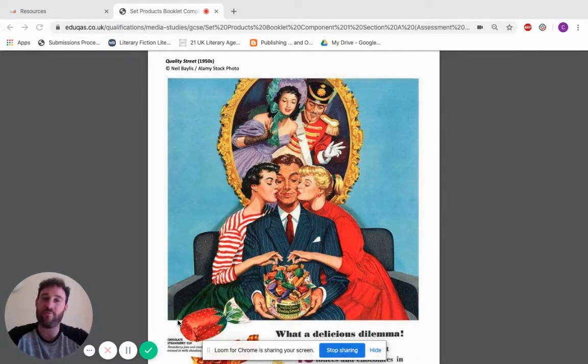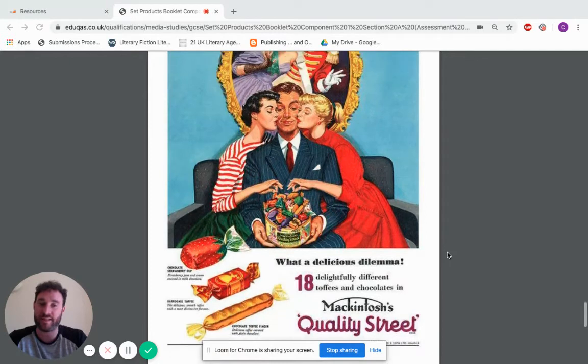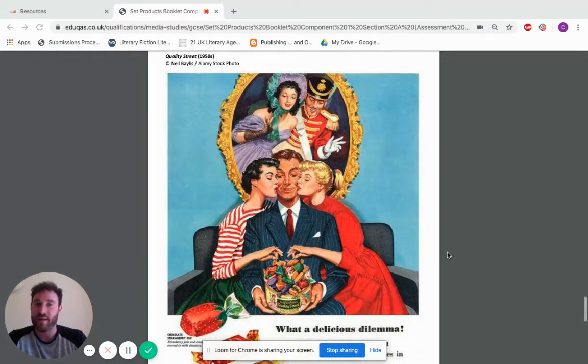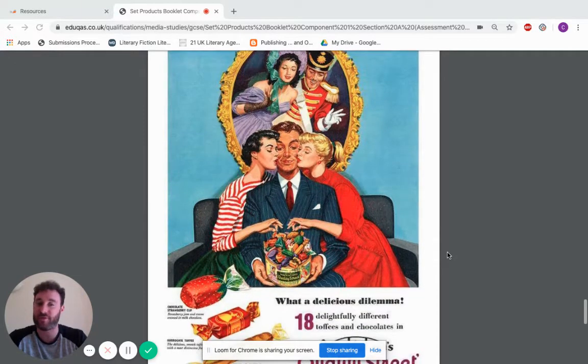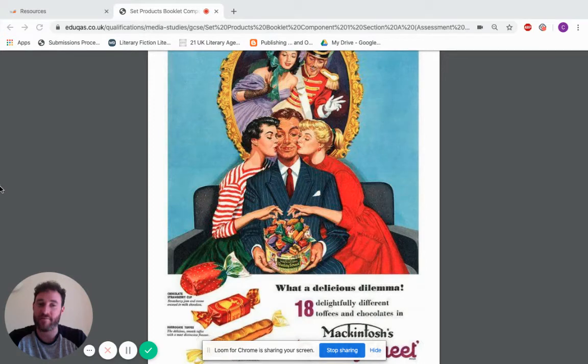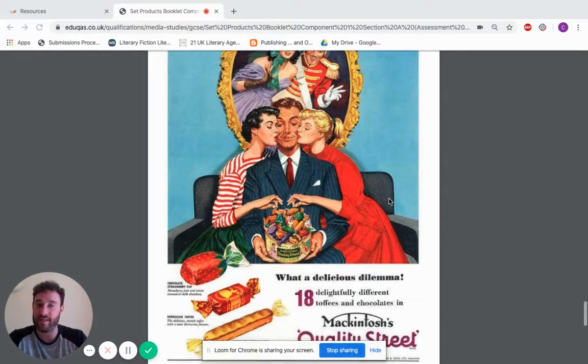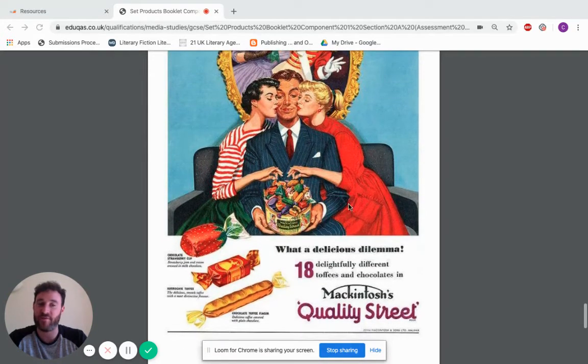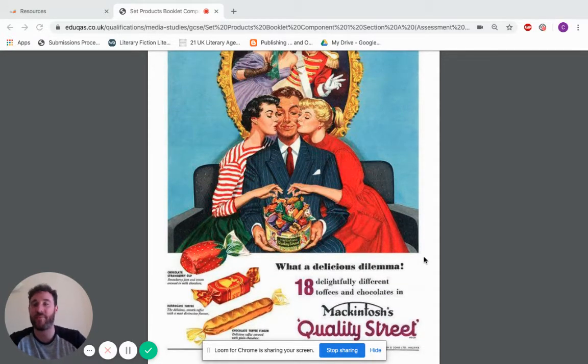So I thought we'd go right back to September. It feels an awfully long time ago now, and think about the first close study product that we looked at. That was, of course, the Quality Street advert from the 1950s, which you can hopefully see here. If you remember, we had this gentleman sitting on the sofa in his pinstripe suit. He's got his Quality Street, and he's also got these two ladies who are showing him a certain degree of affection. And if you remember, we had the line, "What a delicious dilemma," which was kind of the anchorage of the advert, right? So I'm going to talk to you a little bit about the various different components.